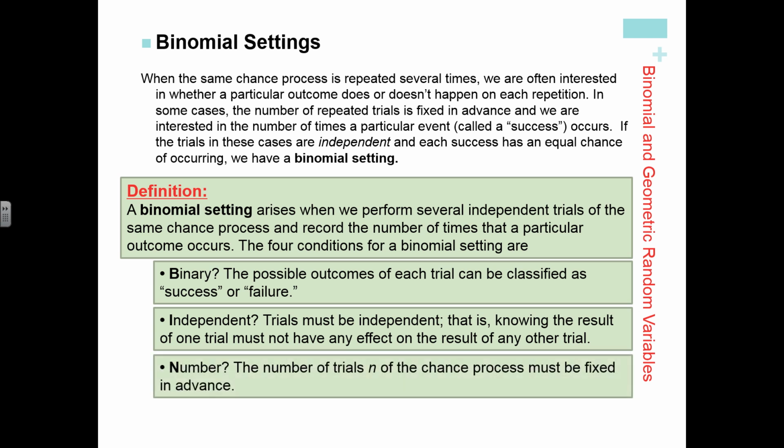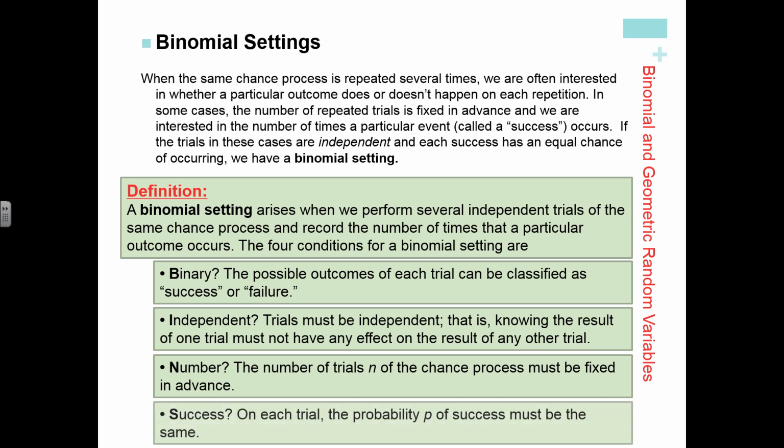You want to know the number of trials. That has to be set up in advance. You can't just do it as you go. You need to know the set number of trials, like, I'm going to flip the coin 5 times. That would be a set number of trials, 5. And then the last one, you want to know the probability of success. Like flipping a coin, the probability of getting heads is 50% or 0.5. So that's my probability of success.